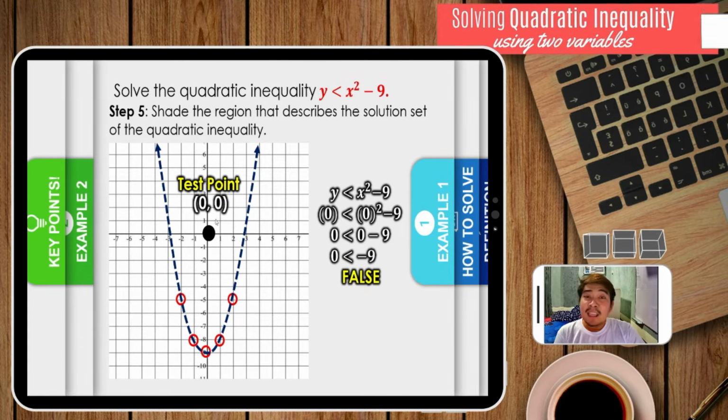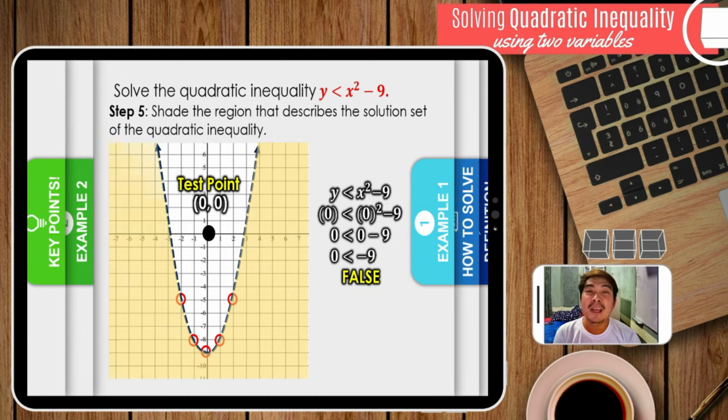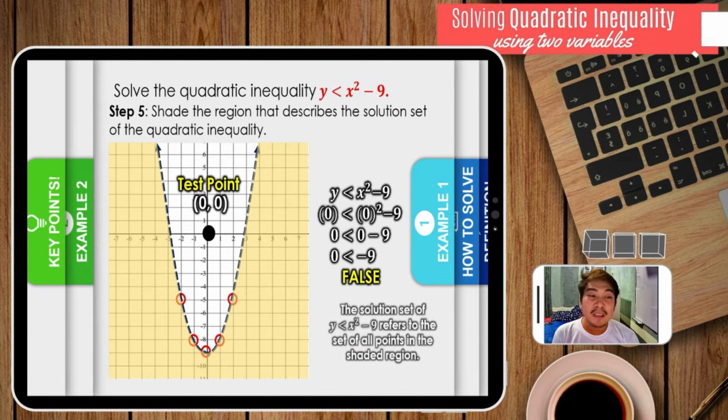Sabi nga natin kanina, hindi kasama si test point kasi hindi siya nag-satisfy doon sa given quadratic inequality. So therefore, yung mga solution set wala sa loob ng parabola, kundi nasa labas ng parabola. So therefore, yun yung ating shadan. So ano ibig sabihin yan?